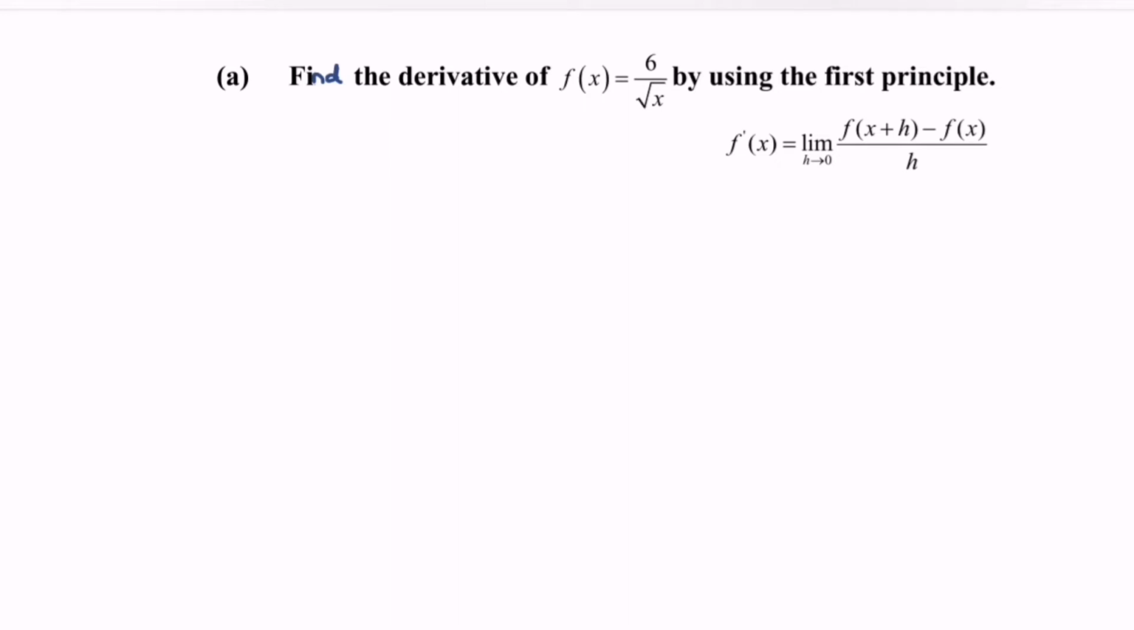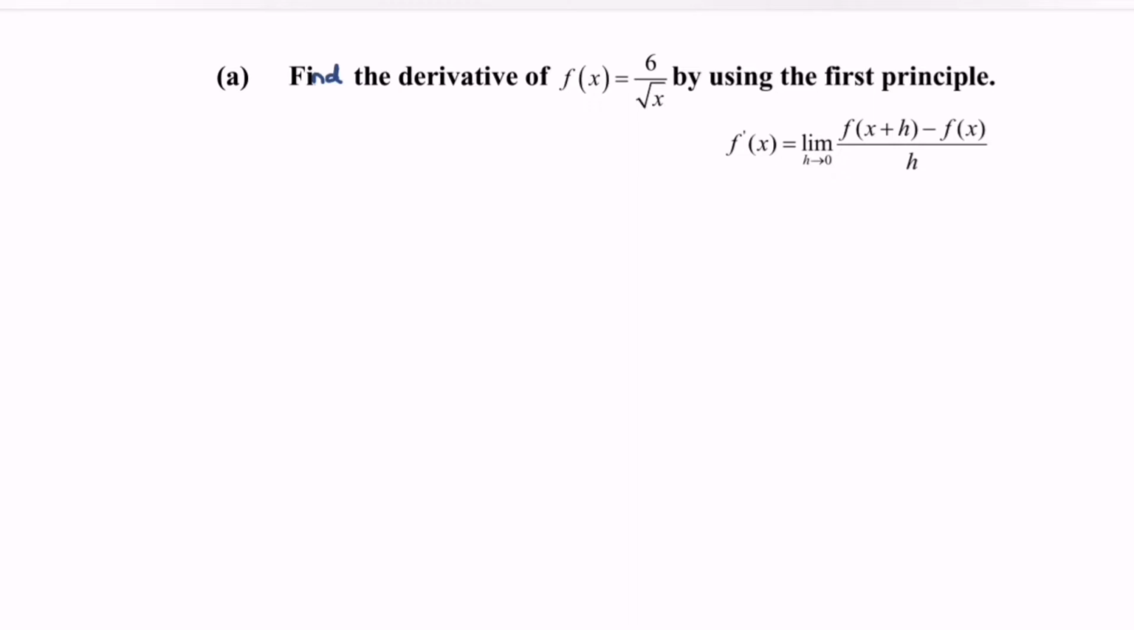In this video, I'm going to discuss an example for first principle. Find the derivative, meaning that f'(x), for the function f(x) = 6 over square root of x, by using the first principle. Given the formula for the first principle, f'(x) equals the limit as h approaches 0 of [f(x + h) − f(x)] over h.